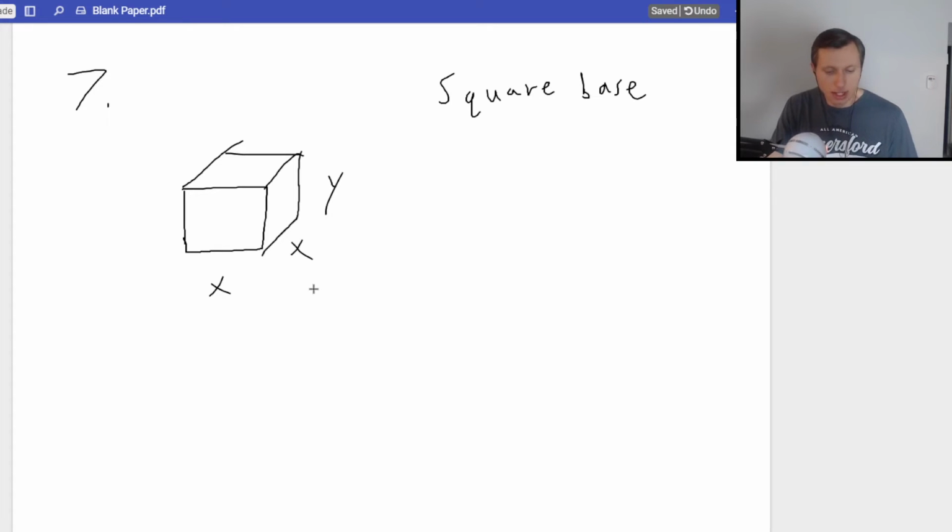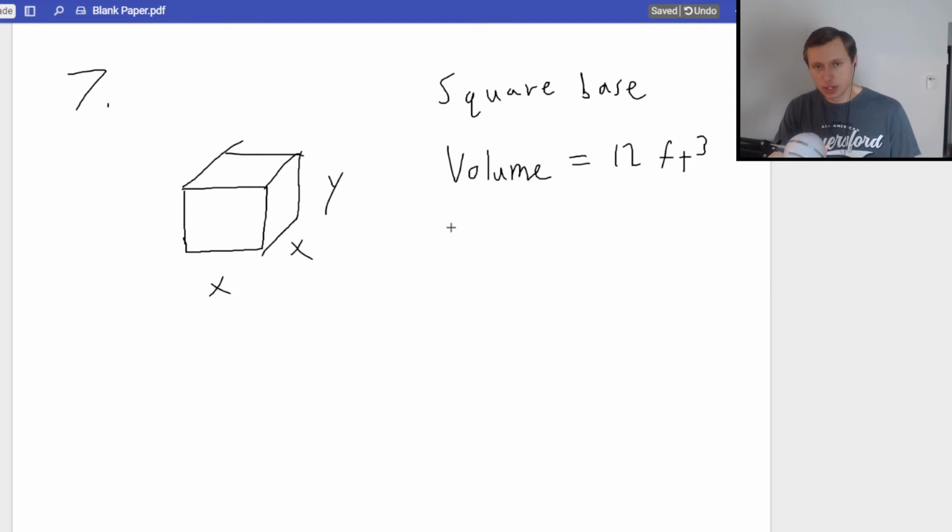Okay. The next thing I'm going to tell you is we need a volume of 12 feet cubed. Here's the next part. This is where you're going to start hating me. The top and bottom cost $2 per square foot. Yes, this is a cost equation.